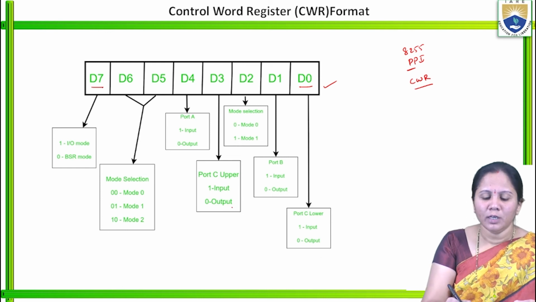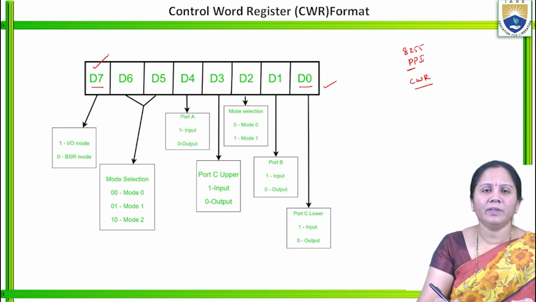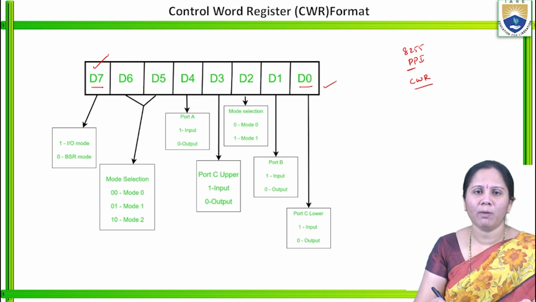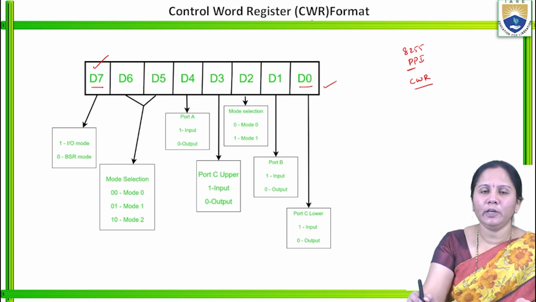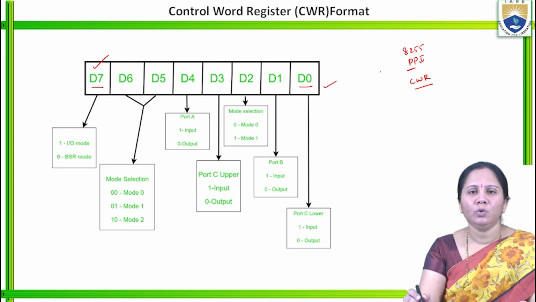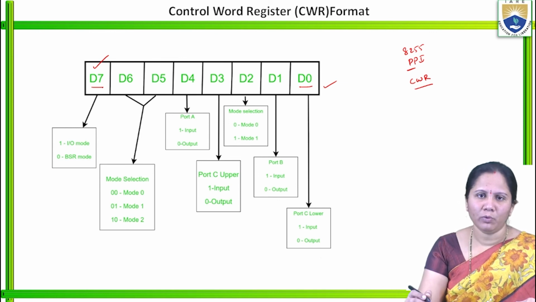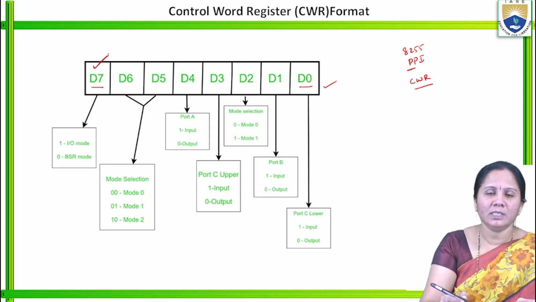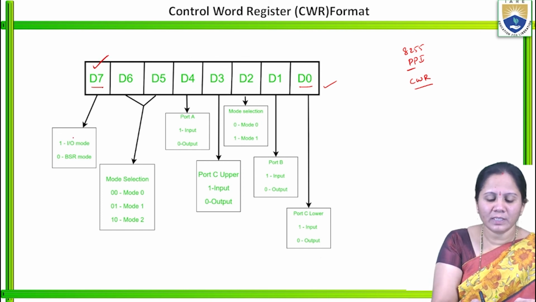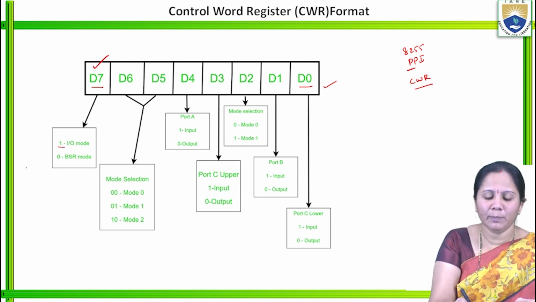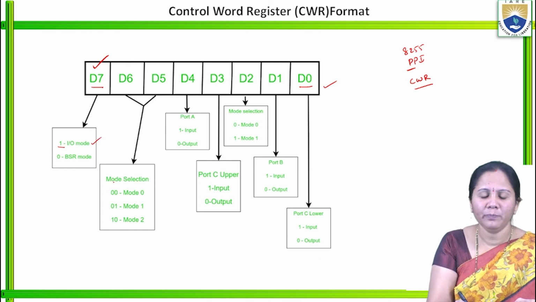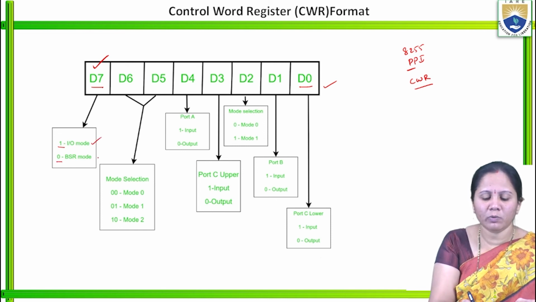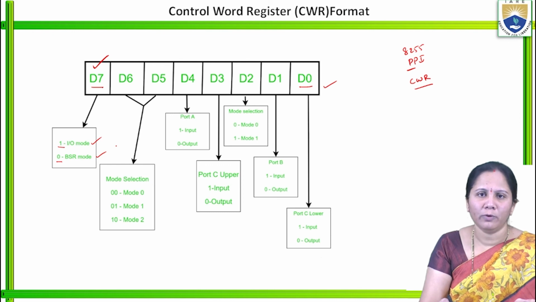Here the D7 bit will decide the mode of operation. As we have said, this 8255 will be operated in two modes. One is basic IO mode, another one is BSR mode. How do we decide in which operating mode it has to perform? With the help of this D7 bit. If this D7 bit is 1, it will be operating in basic IO mode. If this D7 bit is 0, it will be operating in BSR mode.